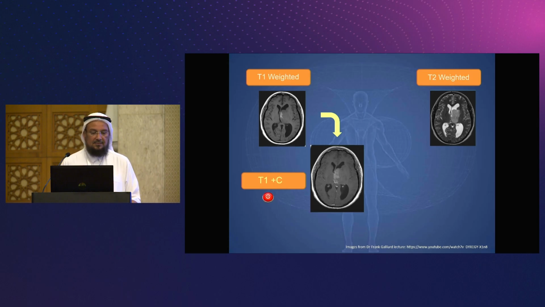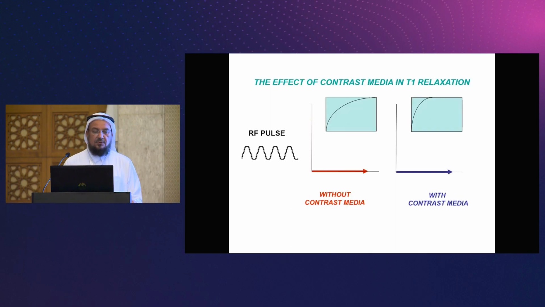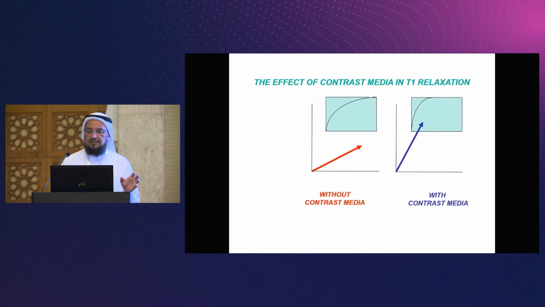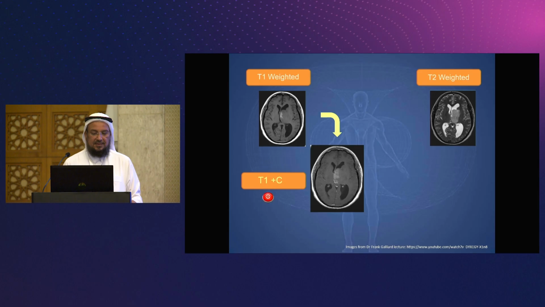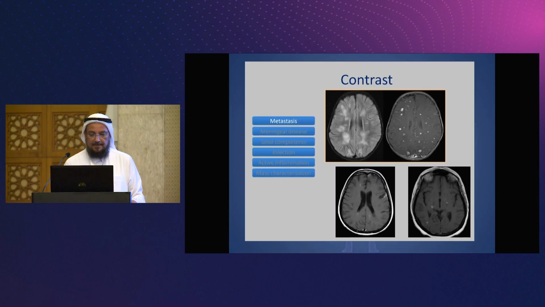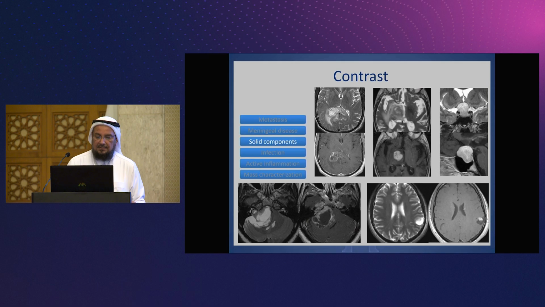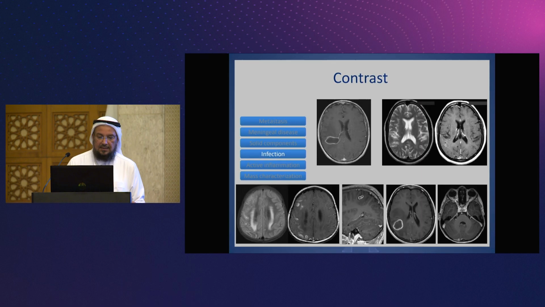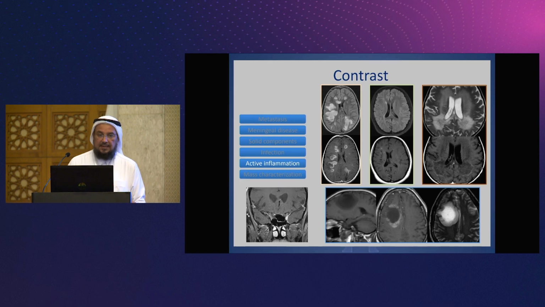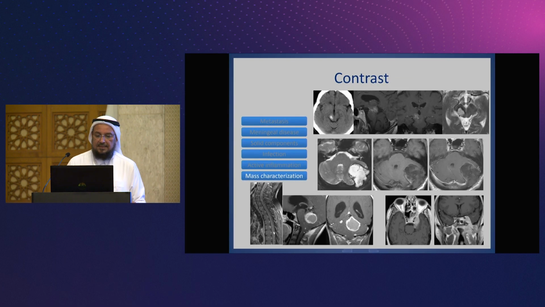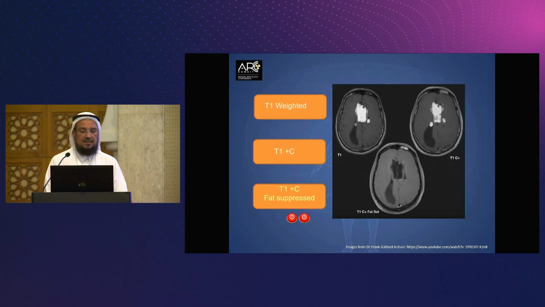So how can we tell if this is really enhancement? First, the idea of contrast is that it makes the recovery of the protons faster. When we inject the patient with contrast, it will make the protons recover fast. So they will appear brighter compared to the one without contrast. So contrast is very important in, for example, metastasis, meningeal disease, and in solid components of the tumors, infection, and active inflammation, mass characteristics. All these, contrast is really mandatory to have.